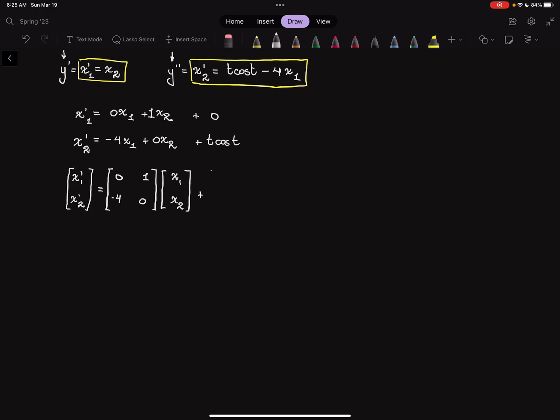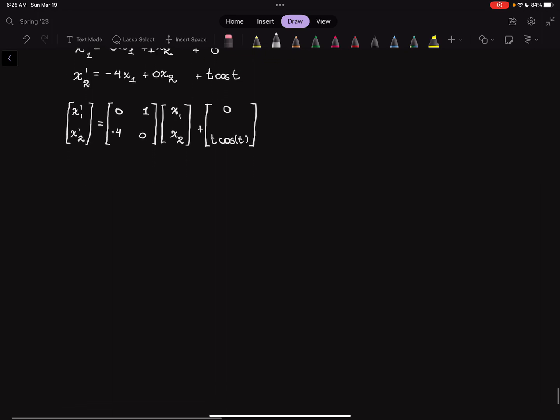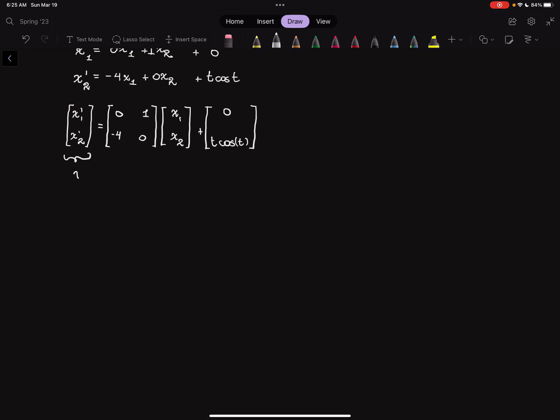plus I'd have this other vector, 0 and t cosine t. And I could even pull out the t if I wanted to. And I can call this the vector x. And I can call this the matrix A. This is the vector x prime. And I'll call this the vector x plus some function vector of t.